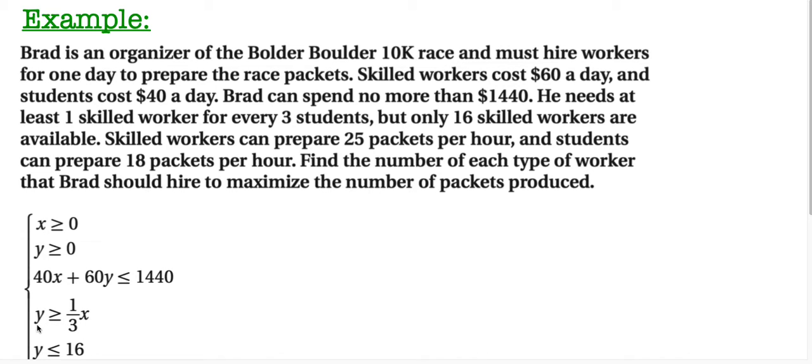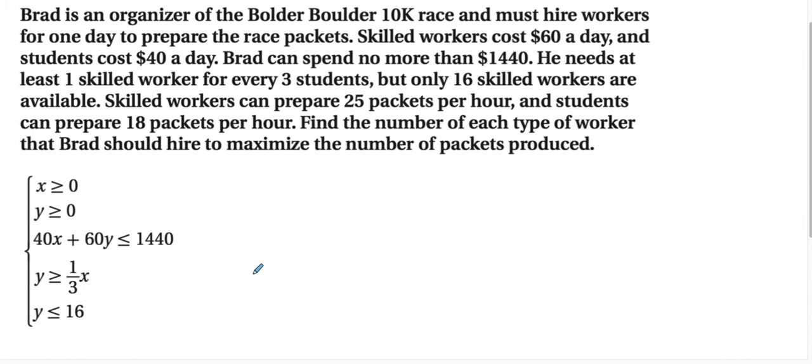So skilled workers would have to be greater than or equal to 1/3 students, because you can have more adult chaperones or whatever. But that's the least number you can have. Okay, so these are called the constraints.